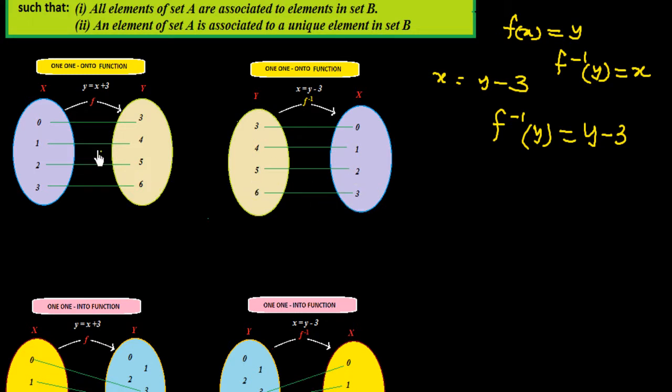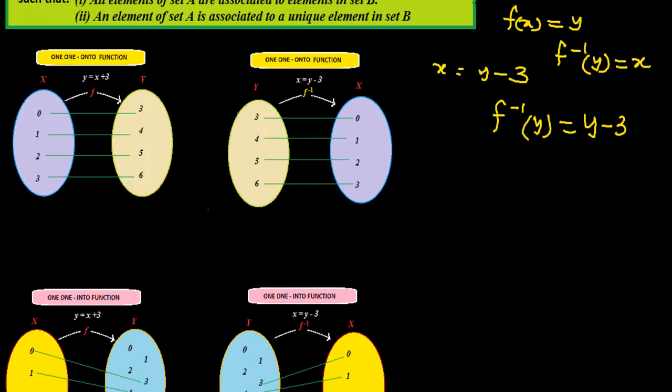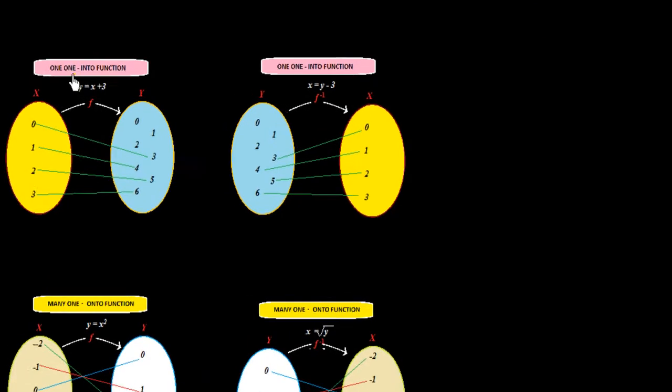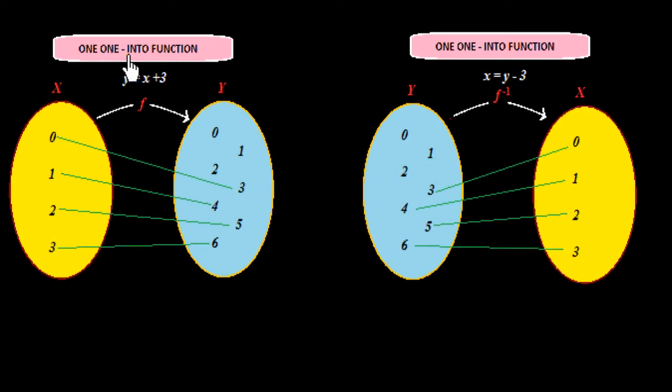So now we say this sort of function is a one-one and onto function. It is a bijective function, so we could easily invert this. It is an invertible function. Now we see some other sort of function. Why are they not invertible? So now we see a one-one into function. It is one-one, it is injective but not surjective.